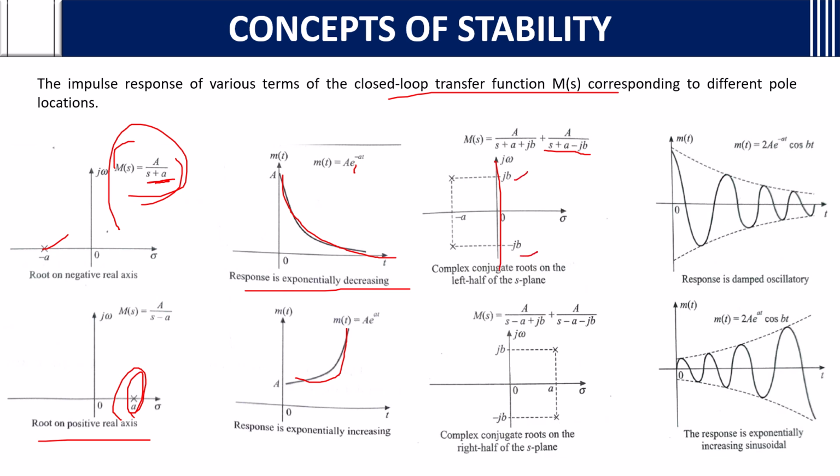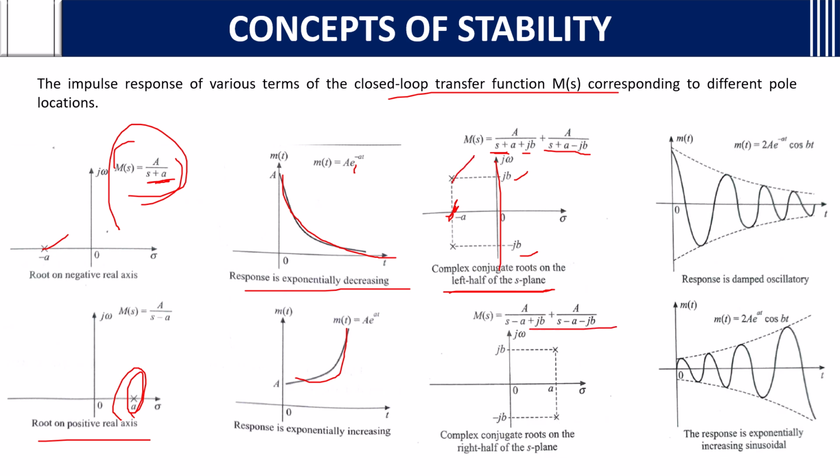Okay, and there is a minus A on the left side. So complex conjugate roots on the left half of the S-plane. Why are these complex conjugate? Because they have both a real part and an imaginary part. So it is called complex conjugate roots on the left of the S-plane.